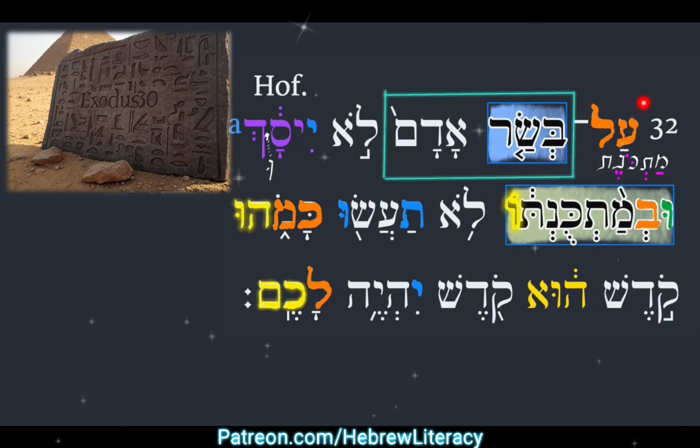So the first word is al, ayin lamed, which means upon. And then we have a construct chain. Basar. Now that first word is in the construct. The word is basar, which is construct of basar. So let me show you how it's usually written.